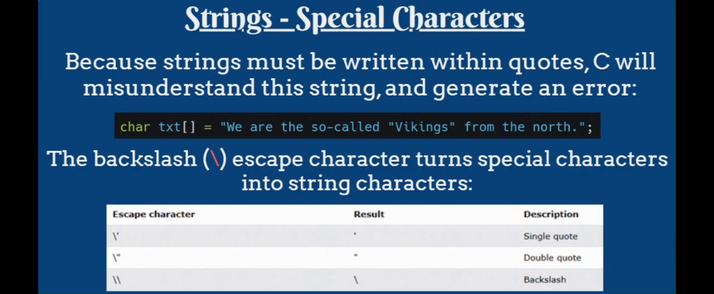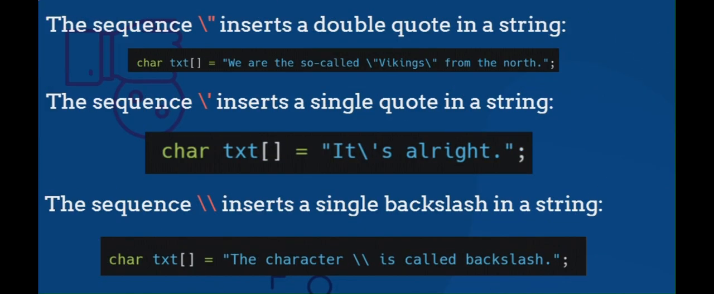Special characters used in strings. Because strings must be written within quotes, C will misunderstand this string, and generate an error like this example. The solution to avoid this problem is to use the backslash escape character. The backslash escape character turns special characters into string characters. These are 3 examples of how to use the backslash.